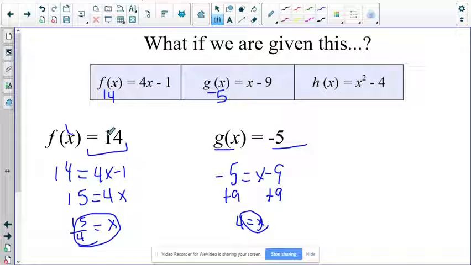So again, you have to pay attention to where the number is. Is it inside or outside? If it's inside, you're just plugging that number in. That's what x is. If it's on the outside, I'm giving you the y value, and you have to find the x value.